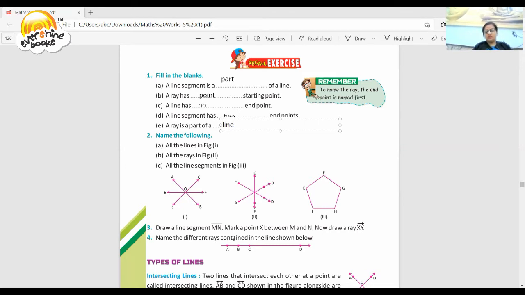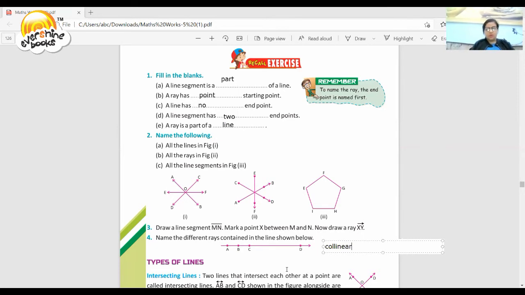Mark a point X between M and N. Now draw a ray XY. Name the different rays contained in the line shown below. When points are given on the same line, they are called collinear points.